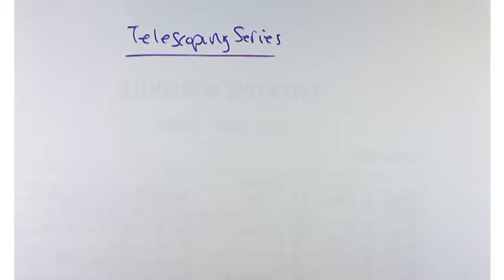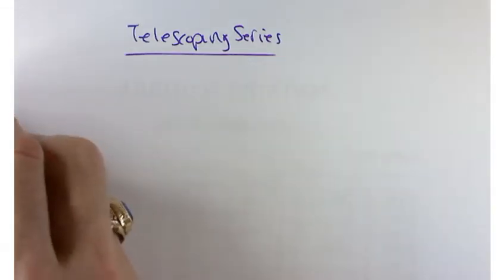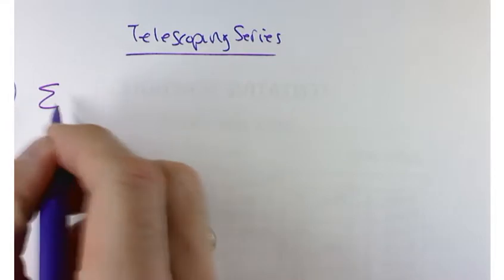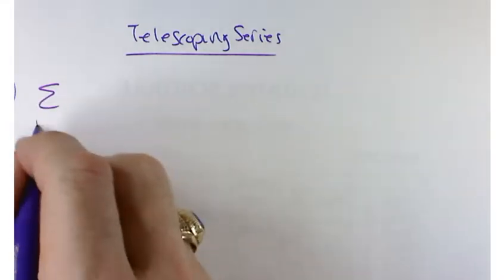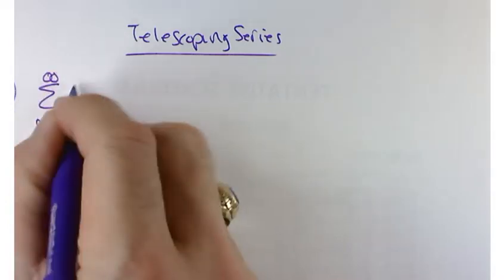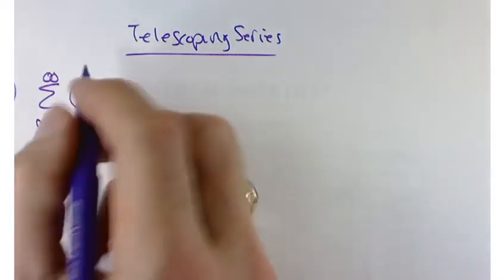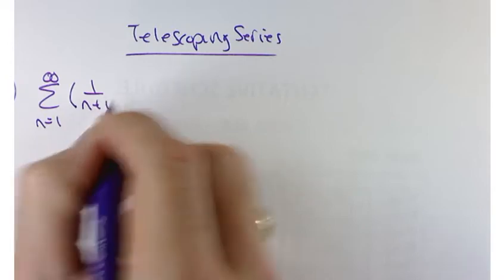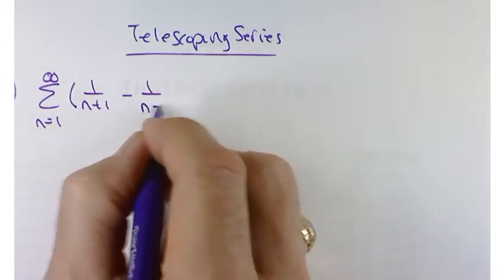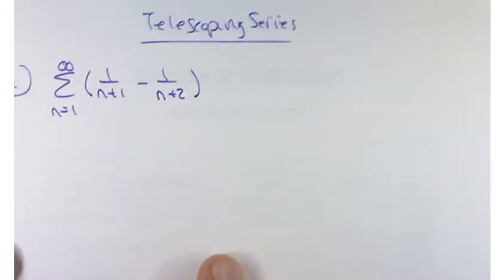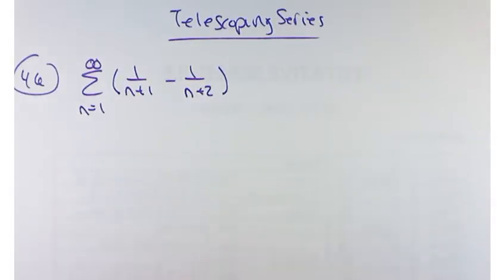We'll start with problem number 46. The sum from n equals 1 to infinity of 1 over n plus 1 minus 1 over n plus 2. Okay. Our approach here is that we're going to take a careful look at the sequence of partial sums.